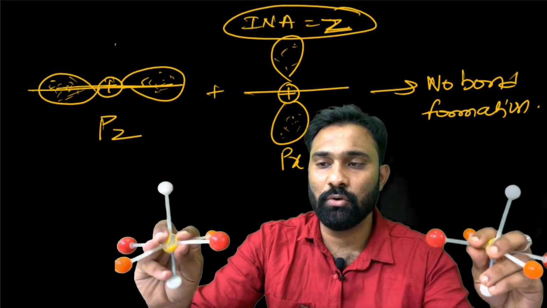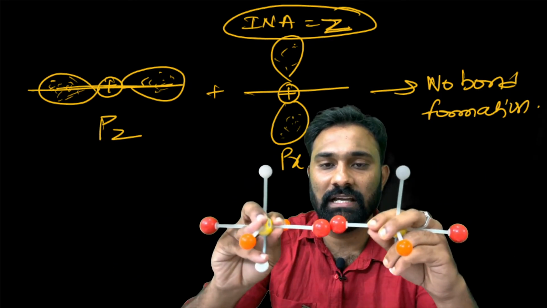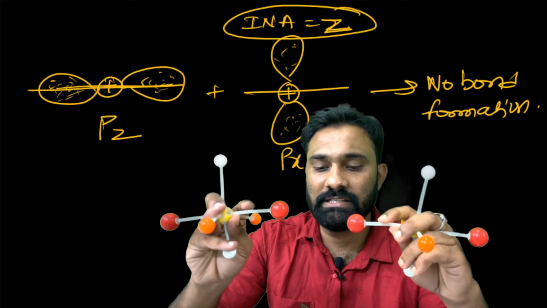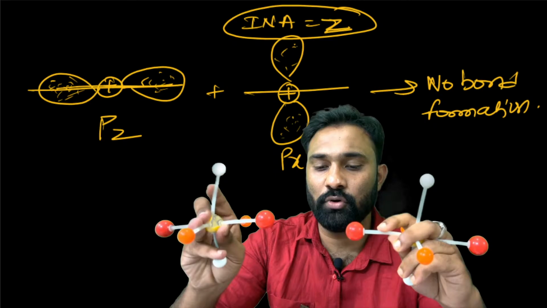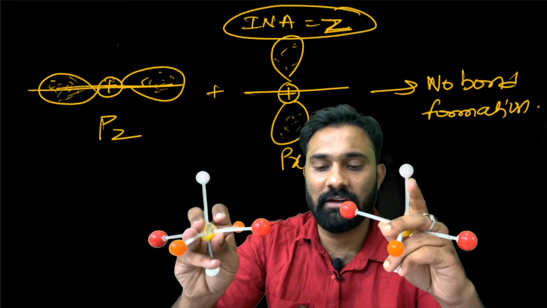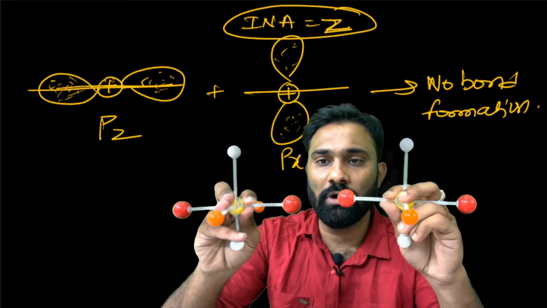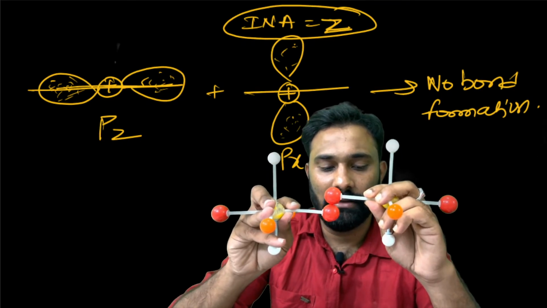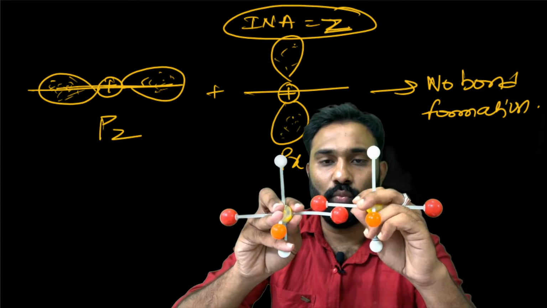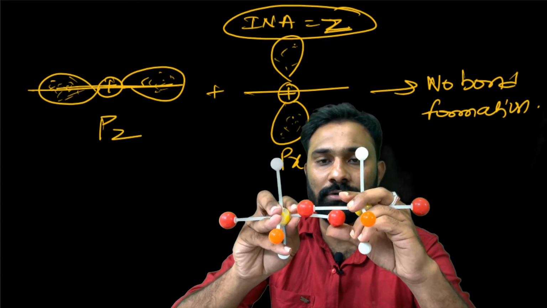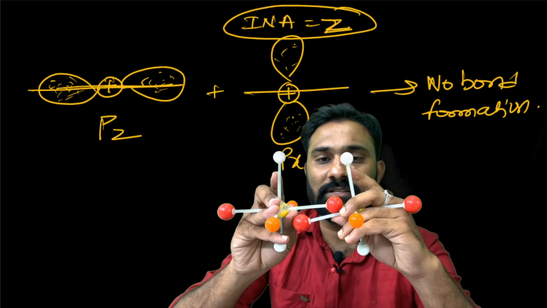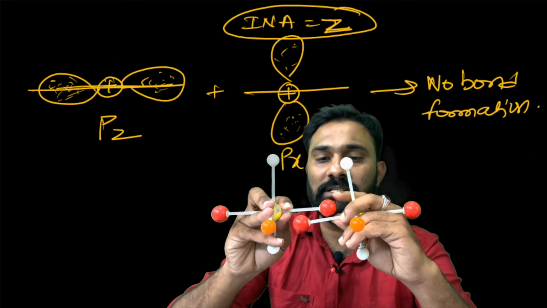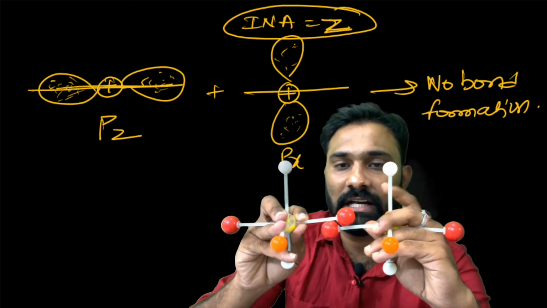Now when these two are overlapping along the internuclear axis Z like this, in this Z there are no electrons. In this Z we are having the electrons, in this Px no electrons, in this X we are having the electrons. Now you see when they are overlapping, this Z is not getting the electrons. And when the Px is sideways, it is not getting the electron.